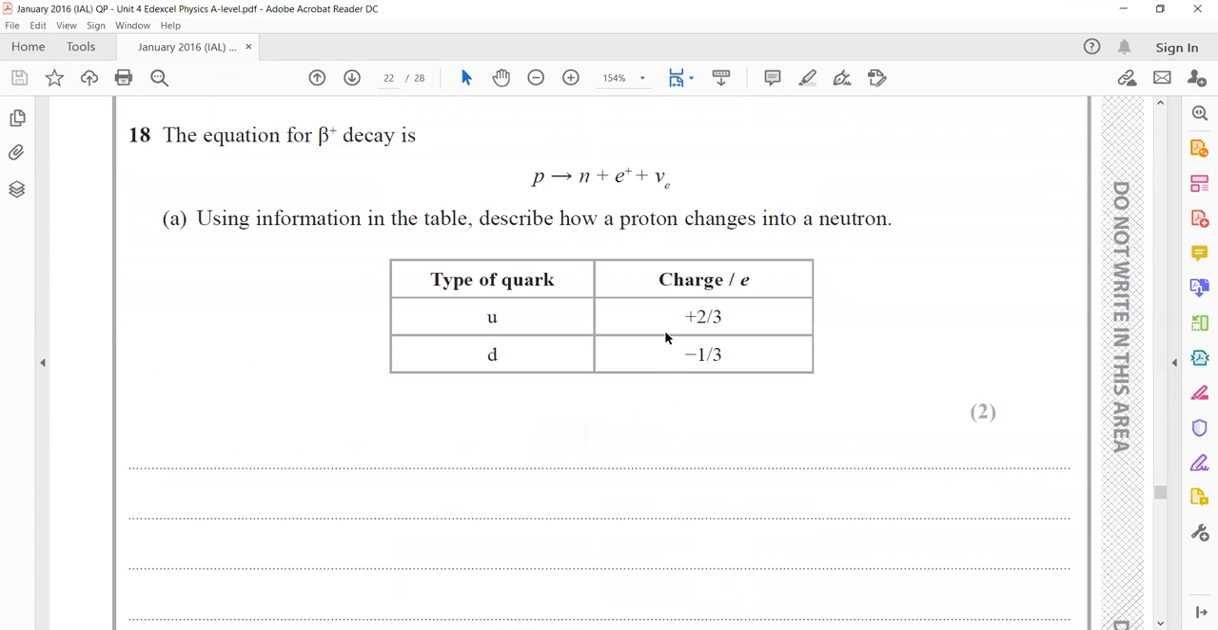In this question, the equation is for positive beta decay, which is also called positron emission. Use the information in the table. Describe how a proton changes into a neutron. So basically, how does the proton change into a neutron? A proton is a baryon, which is a combination of up, up, and down. It changes into a neutron, so it changes into up, down, down. So basically the quark composition changes.